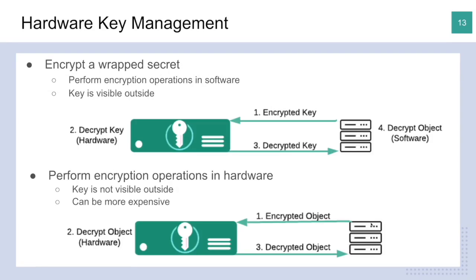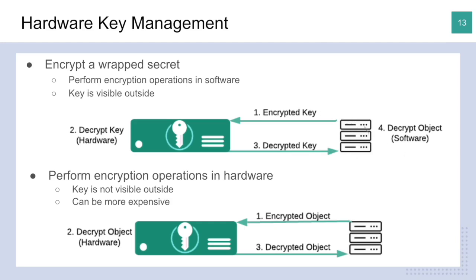Let's talk a little bit more specifically about how some of these things work. I'll just give an example of a hardware key management solution. And there's really two approaches. You can encrypt a wrapped secret. So that is performing the encryption in software, but using the hardware for that type of encryption. So you start out with the software, let's say you need to decrypt something.